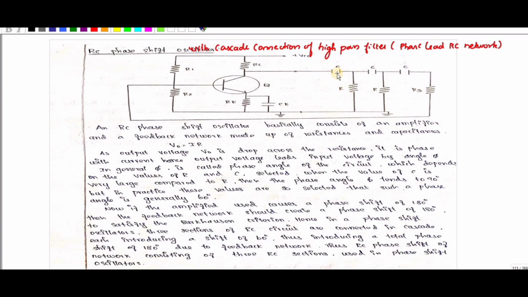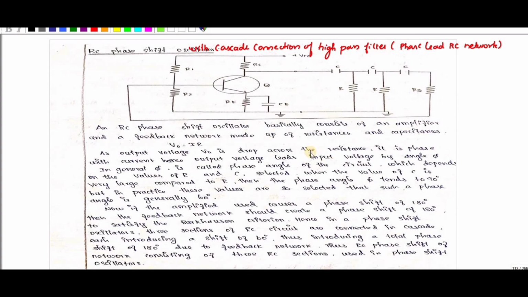C and R will form a high pass filter. So I have connected three high pass filters, right? So this has to produce another 180 degree phase shift. We know that the Barkhausen criterion says it should produce a 360 degree phase shift. So 180 degrees phase shift is produced by this common emitter transistor, and the rest of the 180 degrees phase shift is produced by these three high pass filters.